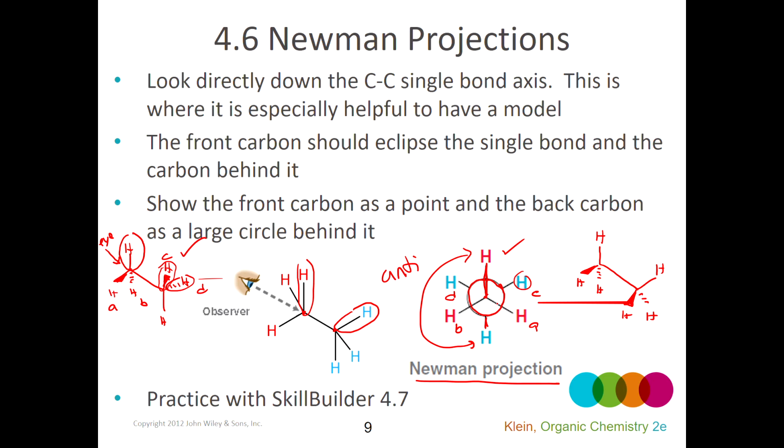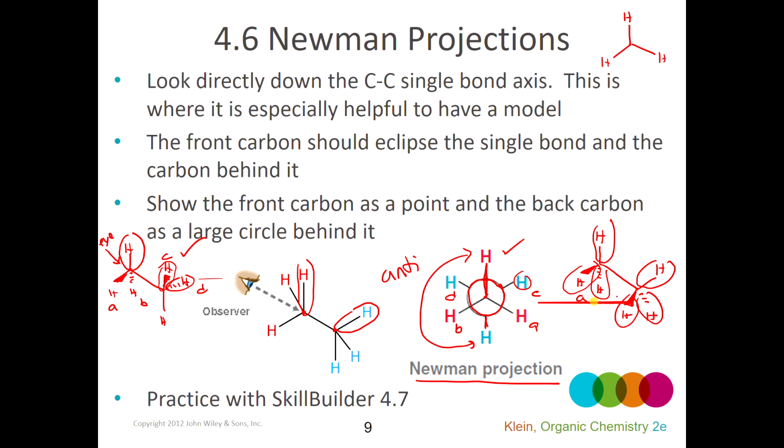If the front carbon gets rotated, or actually if I rotate the back carbon in this case, so that two hydrogens are in the same plane, these are both in the plane of the screen. Now the two solid wedge ones are in the same plane eclipsing, and the two dash ones are in the same plane eclipsing. So if I drew a Newman projection for that, the front carbon would still have a hydrogen pointing straight up, and it would have a hydrogen pointing down to my right and down to my left.